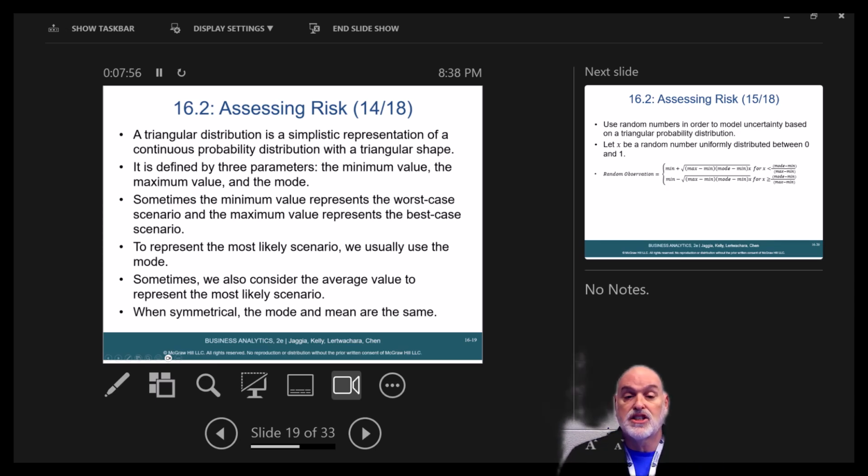A triangular distribution is a simplistic representation of a continuous probability distribution with a triangular shape. It is defined by 3 parameters: the minimum value, the maximum value, and the mode. Sometimes the minimum value represents the worst case scenario, and the maximum value represents the best case scenario. To represent the most likely scenario, we usually use the mode. Sometimes we also consider the average value to represent the most likely scenario. When symmetrical, the mode and the mean are the same.